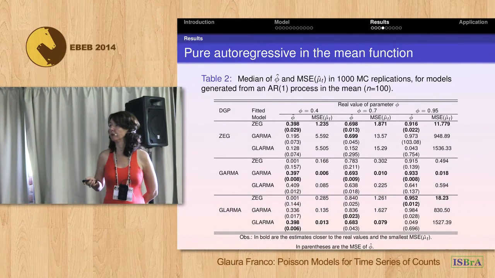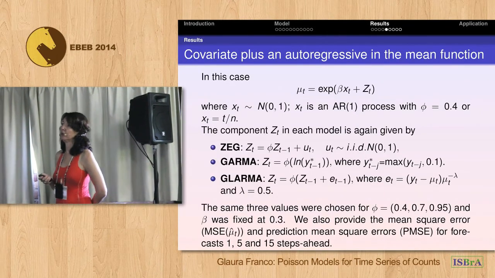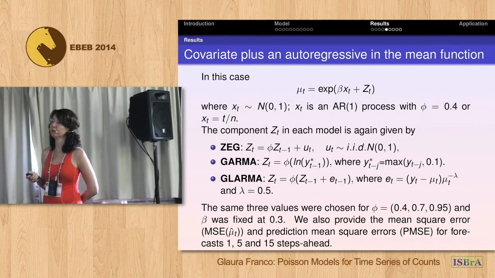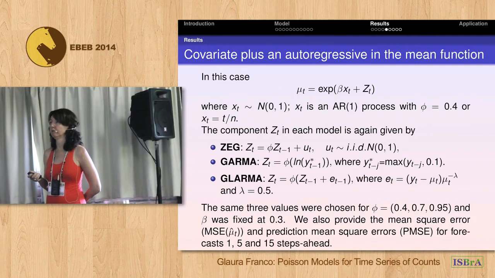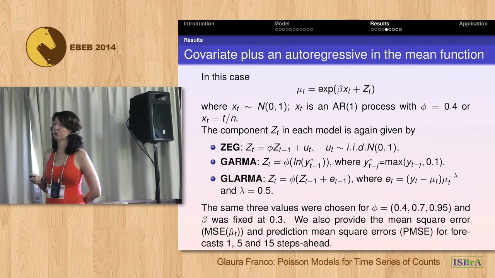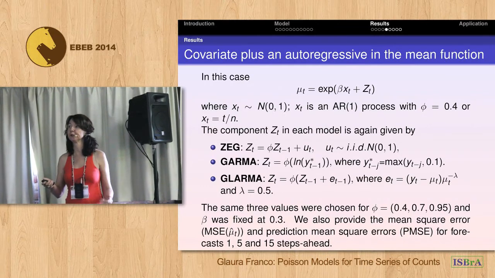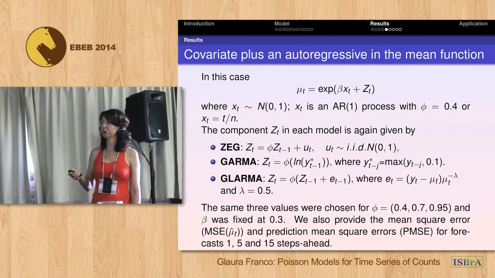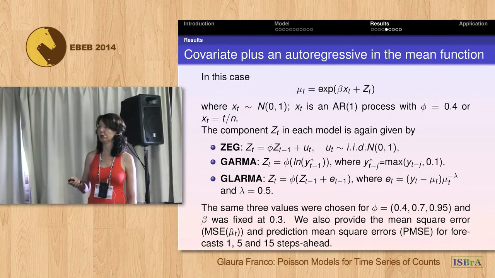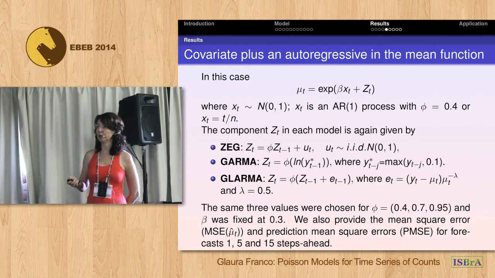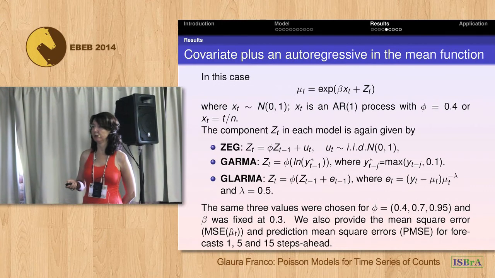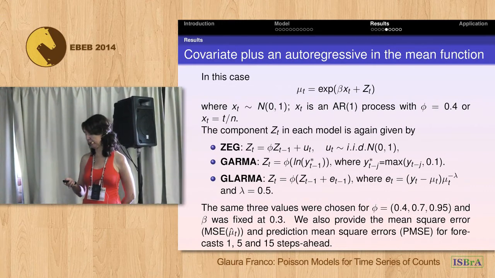I'll skip this one. This is the model with the covariate. We tried 3 different covariates: normal, 0, 1, or the covariate being a time series generated from an AR1, or the covariate is just a trend. So this is the model with a covariate, and the same AR1 process here for the ZT component in all the models. We just try the same phi values and beta as 0.3.